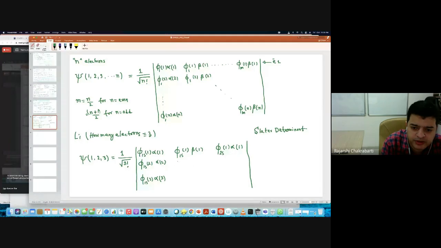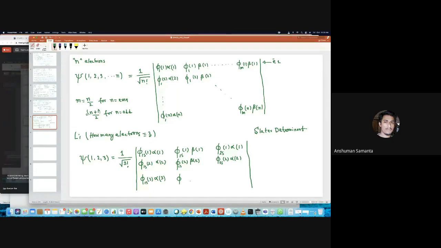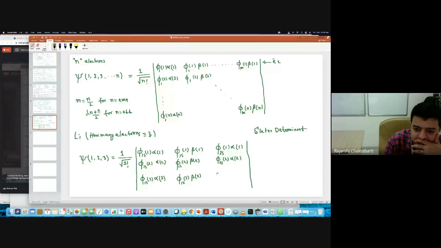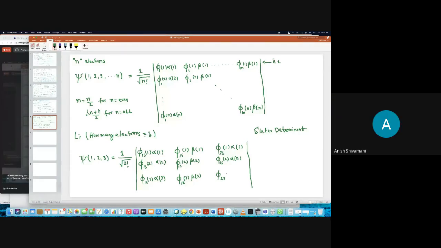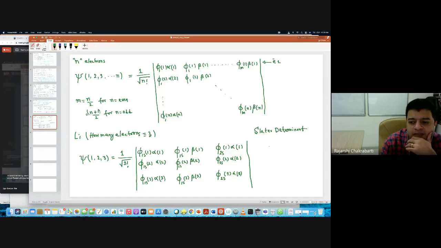So let us do it. Again, this is for the second electron, isn't it? This is phi 1s2 beta 2. This one is going to be phi 2s 2 alpha 2. What about this one again? You should be able to tell me now. Phi 1s3 beta 3. What about the last term? Phi 2s3 alpha 3. This is for lithium.